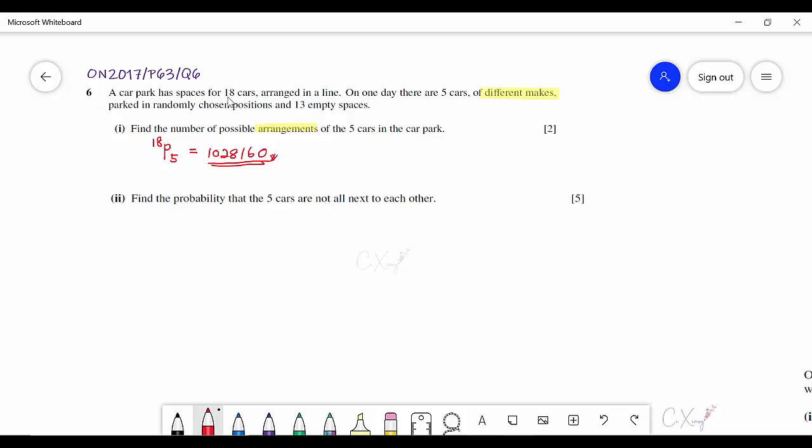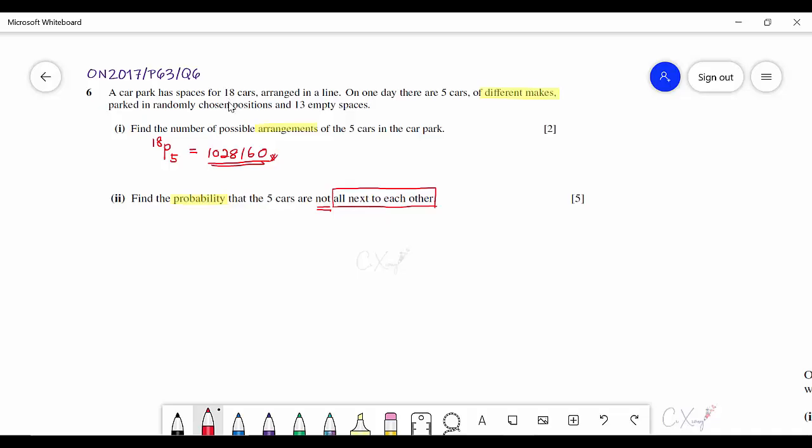Then after that, they want you to find the probability. Again, they are asking for probability. Please take note that the 5 cars are not all next to each other. When they mention not all next to each other, it is actually the opposite meaning of all next to each other. So you should try to find out all the 5 cars next to each other first. Then you take the total arrangement minus all next to each other to get not all next to each other.